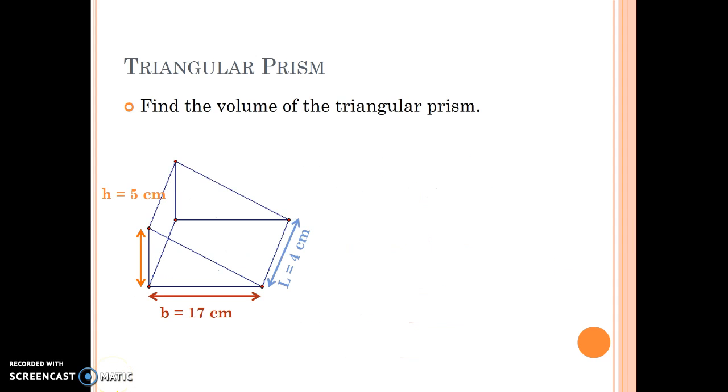Oh, look, another one. Okay, let's practice this. So we're going to do the same thing as we've done the last couple examples here. We're going to write our formula first. Volume equals 1/2 times base times height times length.